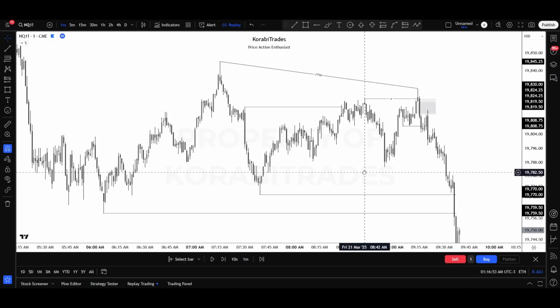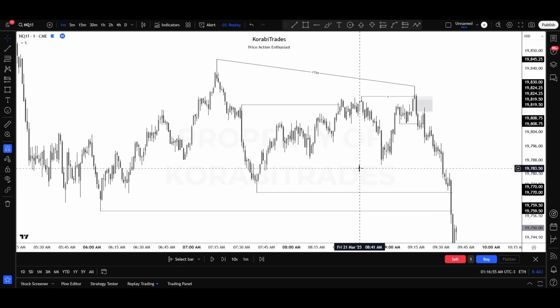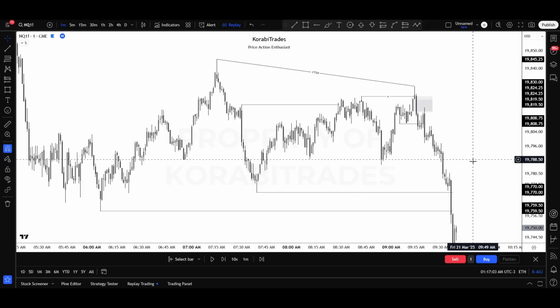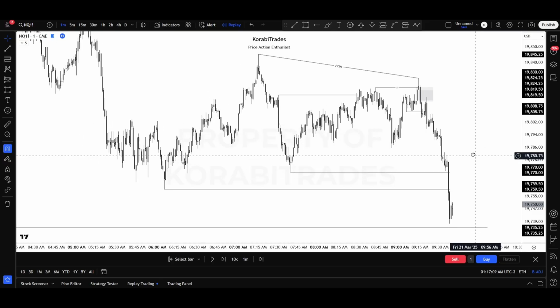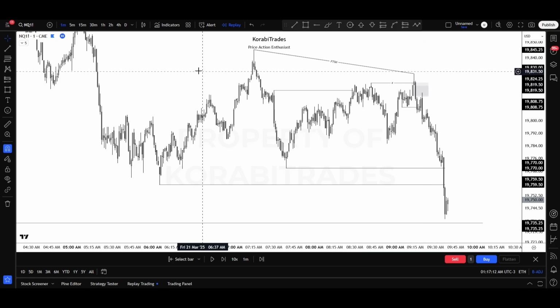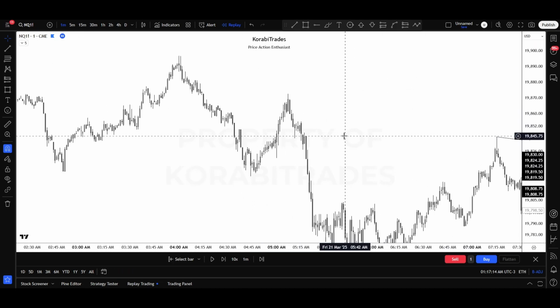There you guys go. So the SMT divergence is a comparison between two correlated assets or instruments, highlighting strengths, weaknesses, and imbalances. So essentially, this is a failure to seek, only on an individual market behavior. So what I'm looking for here, obviously, is the failure to seek. And I can give you guys another example of that.